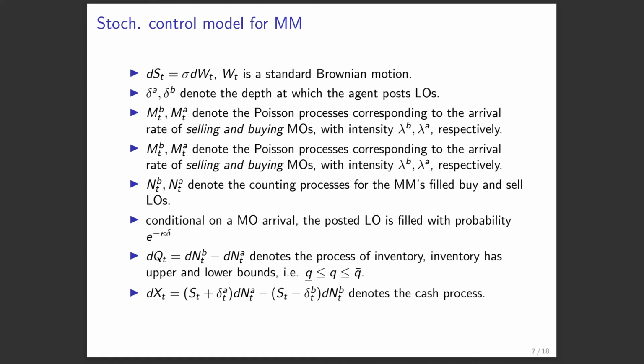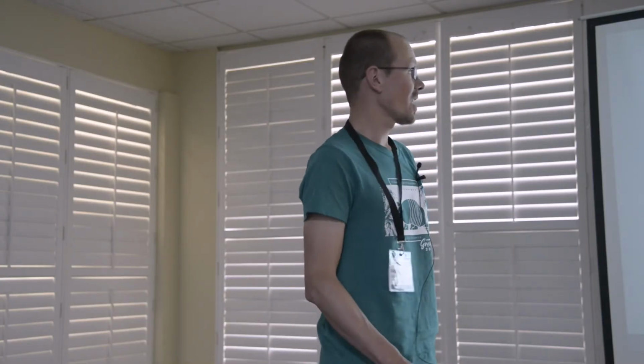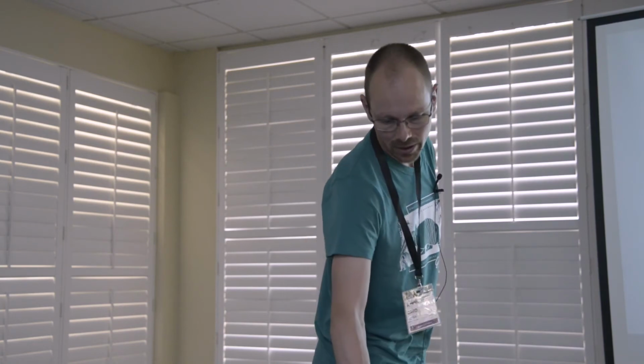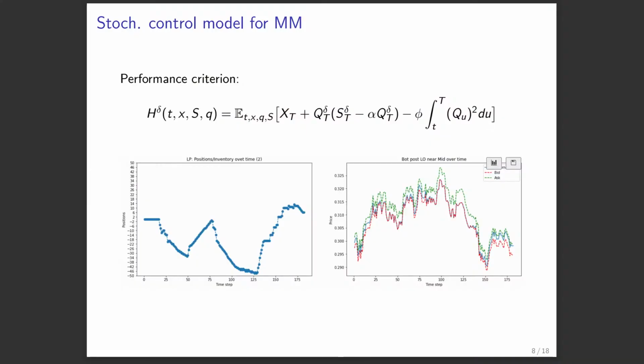Okay, and this, maybe I won't talk too much in detail about this, but the idea is that in all these stochastic control models, you just describe things like how does the mid price move, and then maybe you describe things like the way that you assume that orders arrive, and then you come up with some sort of performance criteria which you're trying to optimize, and that will tell you how you should post your bid and ask.